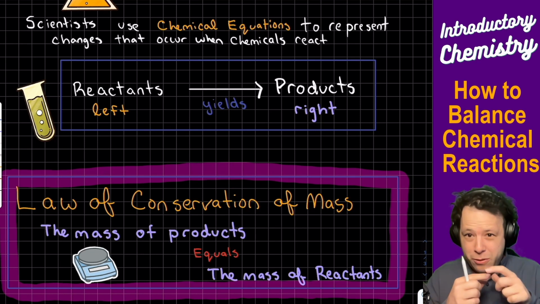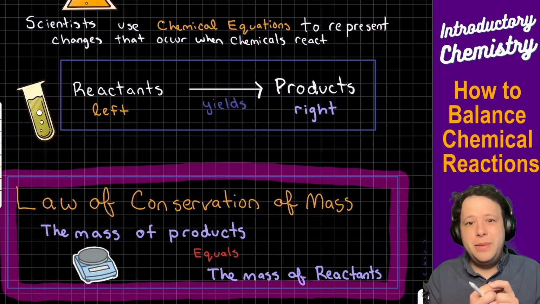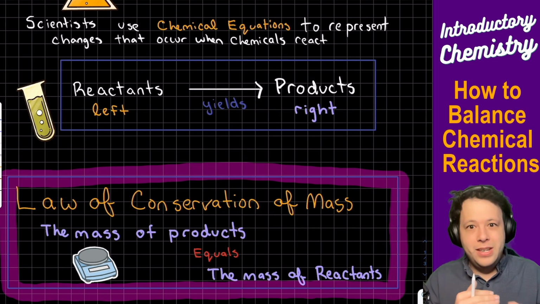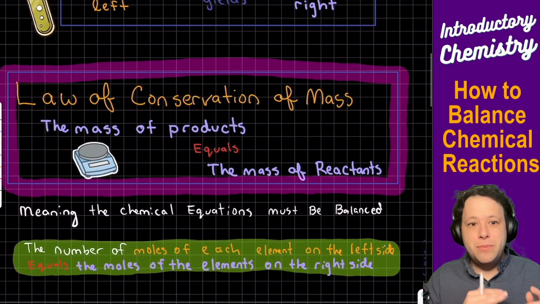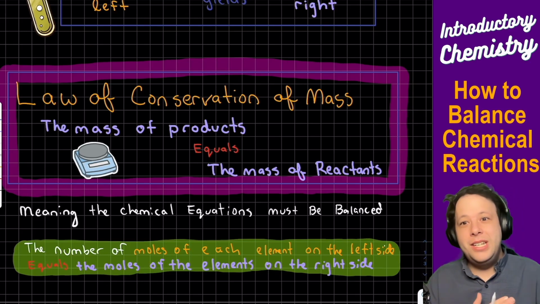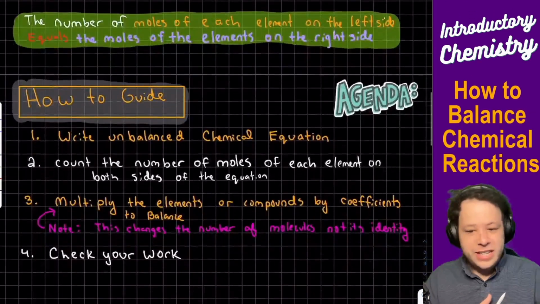Now, are we going to be whipping out a balance and trying to see are we creating the same amount every time? Well, no, we're not going to be doing that. But what we can relate mass to is molar mass, meaning grams over moles. So, in a sense, this tells us that the chemical equations must be balanced and that the number of moles of each element on the left side must equal the number of moles of the elements on the right side. So we must have the same number of each atom on both sides. So that's the idea.